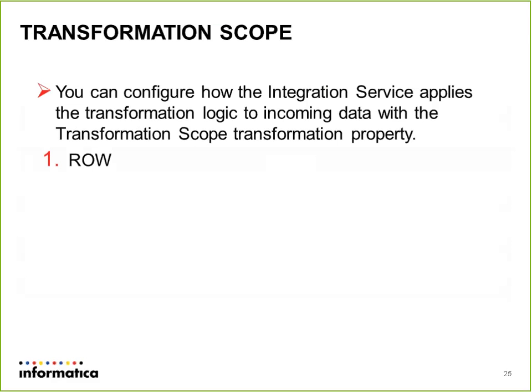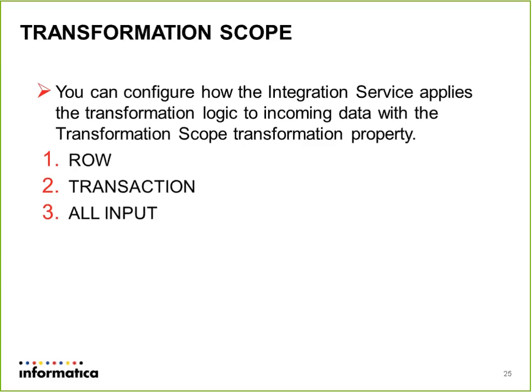They are row, transaction, and all input. When you select row as a transformation scope, the integration service applies transformation logic to one row of data at a time. For example, in the case of a source qualifier transformation or expression transformation, the transformation scope would be by default set to row.